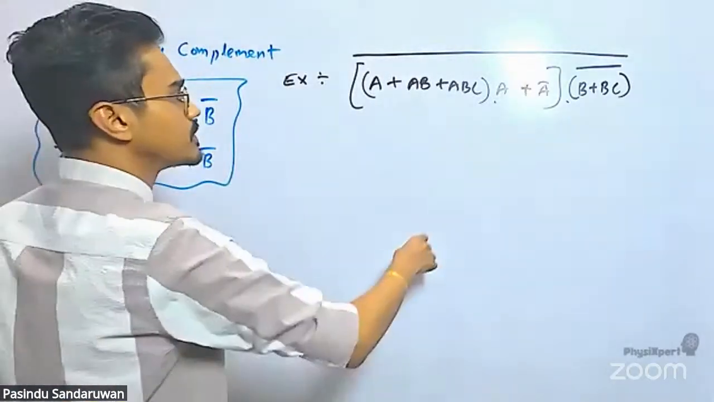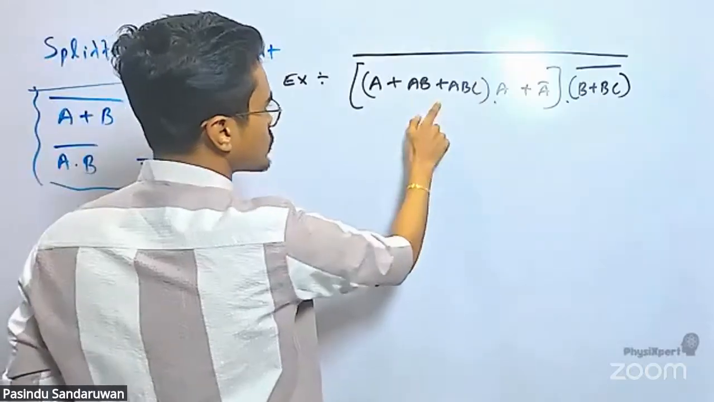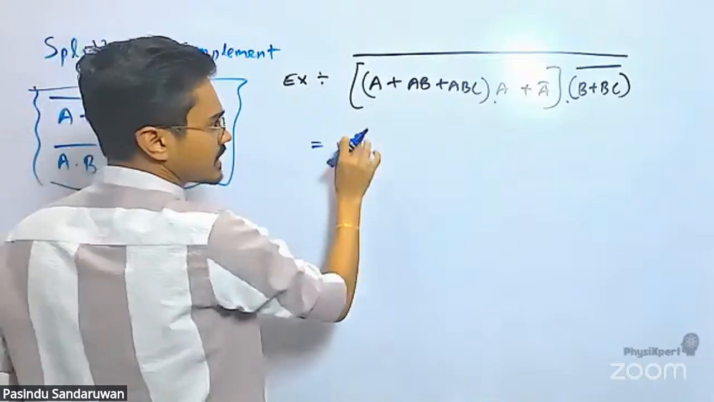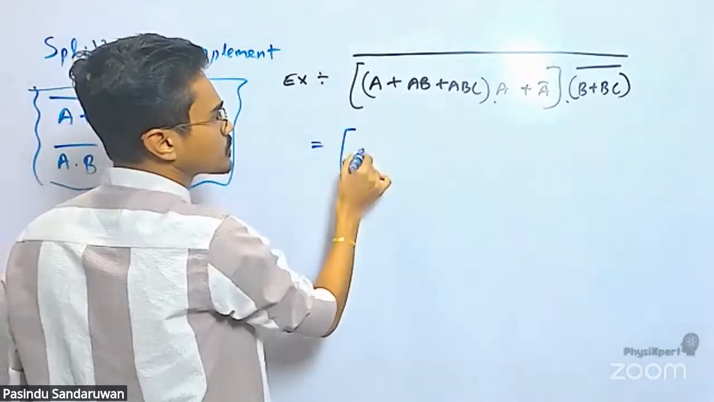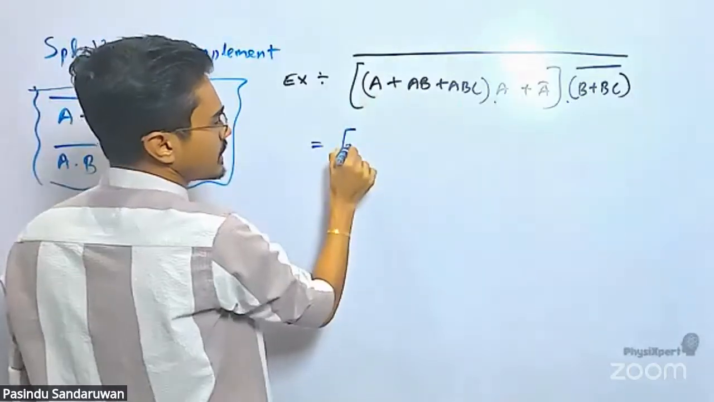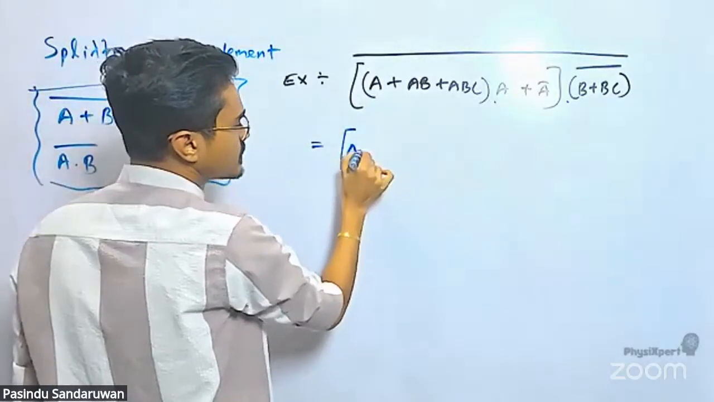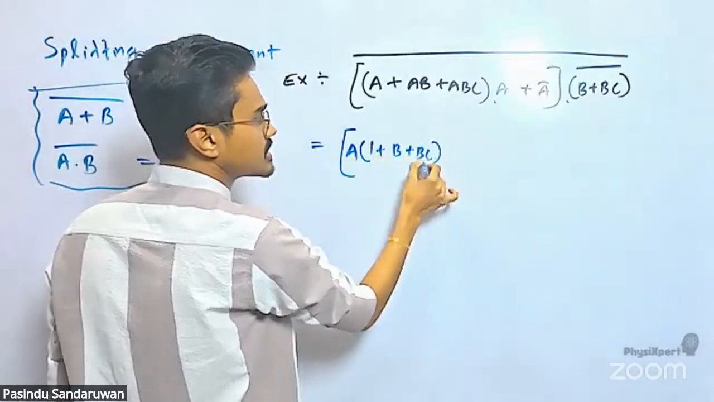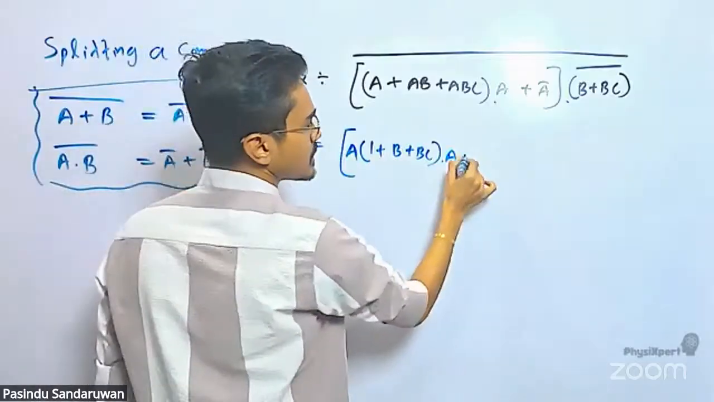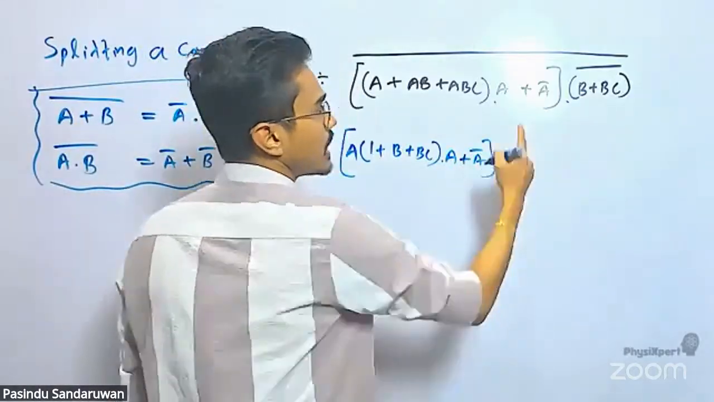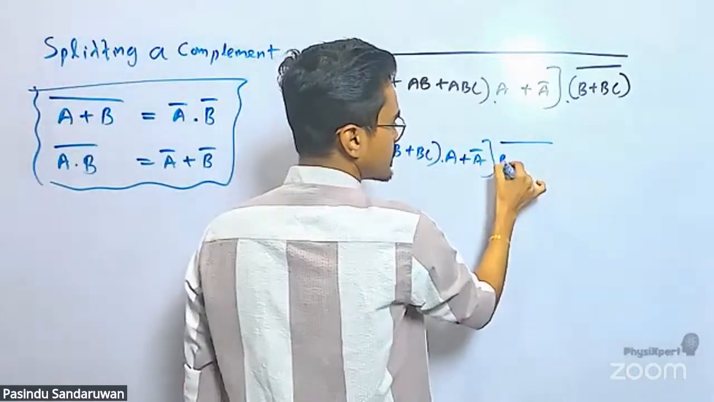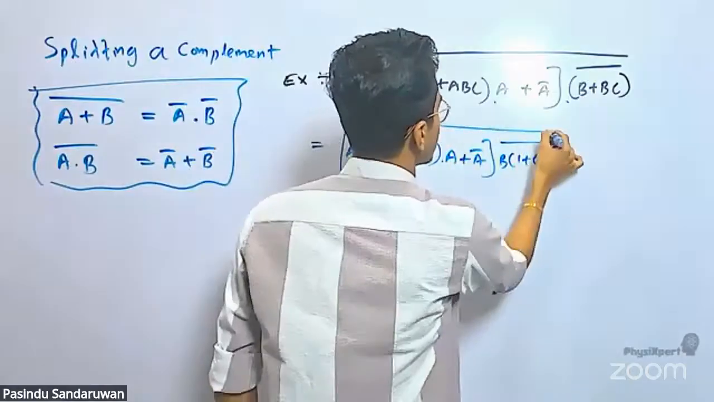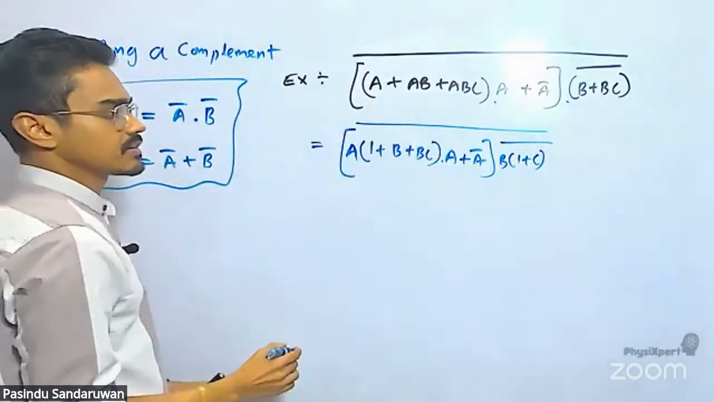Before splitting any bars, I can say A is common here, so I'm going to take it out. If A is out from here, inside the bracket 1 plus B plus BC remains, and we have another A here plus A bar, this bracket. From this one B is common, take it out, then 1 plus C remains. This bar still remains the same. 1 plus anything is 1.